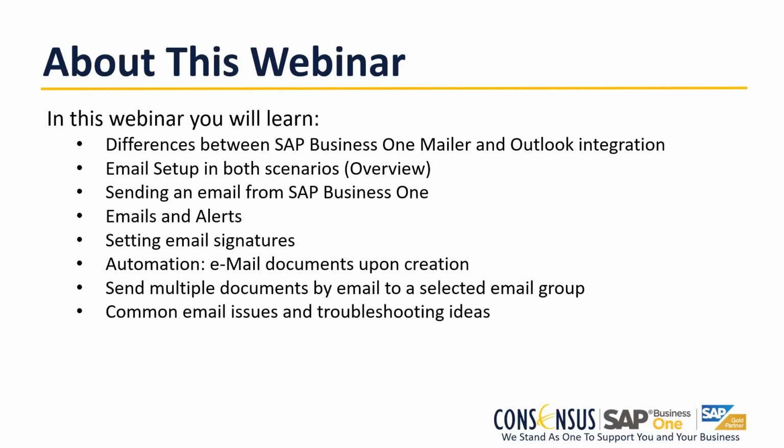He's going to explain a little bit how you can use emails with alerts, how you can combine those, how to set an email signature for the emails that go out from SAP Business One, and even the possibility of automating sending email by documents from SAP in the moment that they are created. That's also very powerful, as well as how to send multiple documents by email to a selected email group that you have previously predefined in SAP Business One. And last but not least, a list of common email issues and troubleshooting steps to solve them.